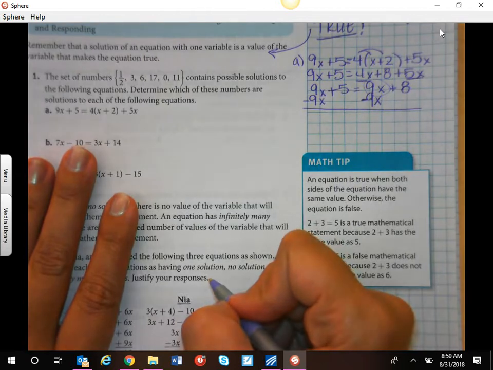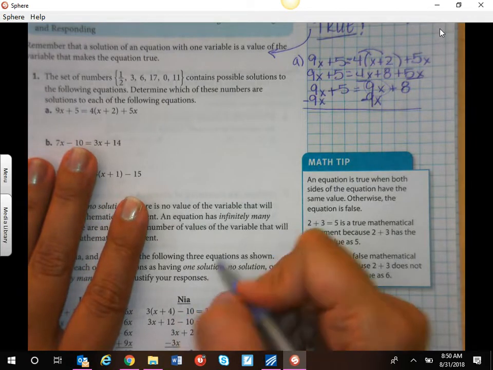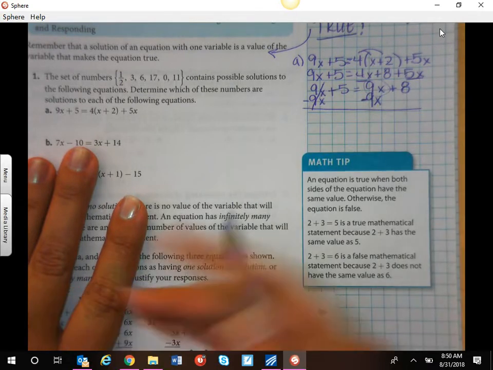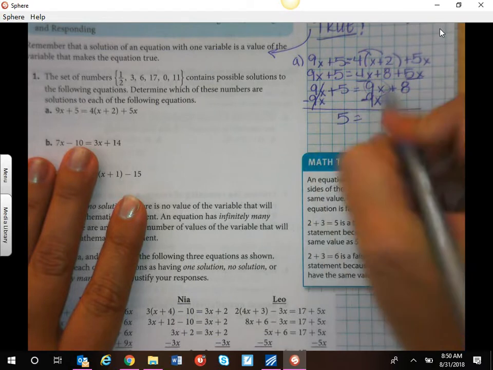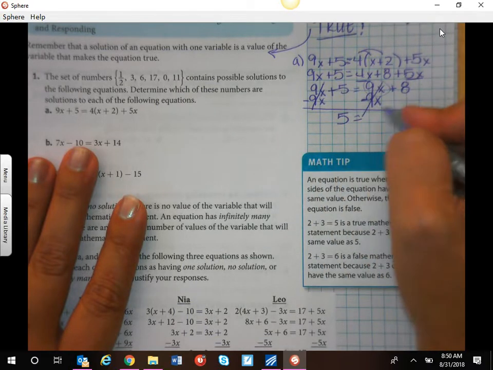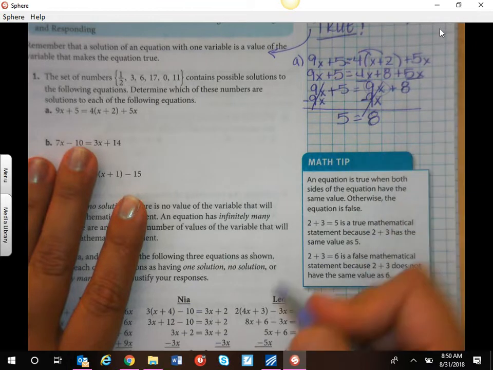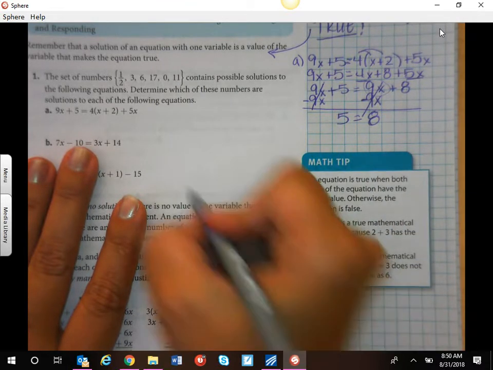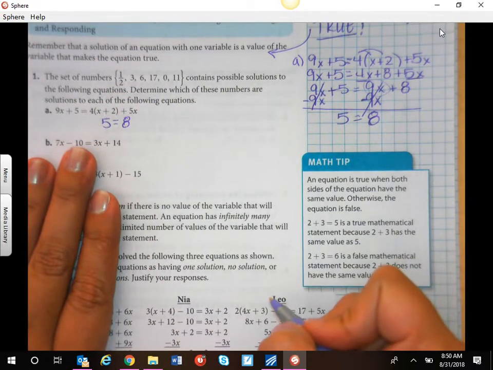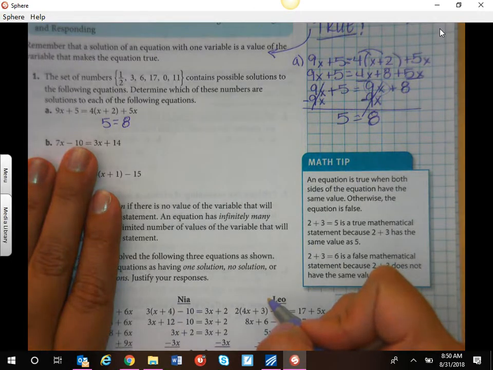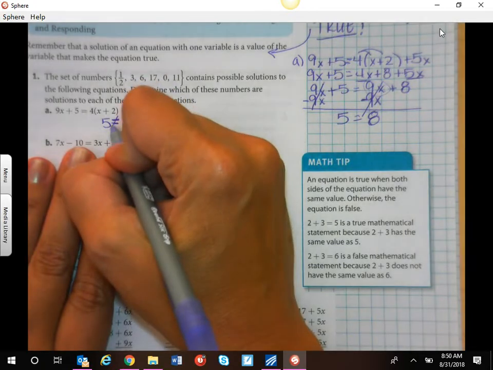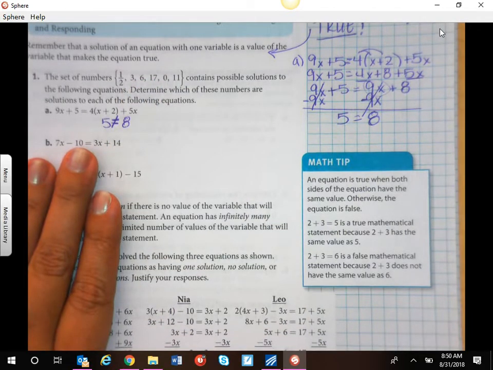Now, here's where it gets a little bit different. 9x minus 9x, that's 0x, it goes away. So I have 5 equals, and I have 9x minus 9x, well, that's 0 also, so I'm left with 8. So I end up with 5 equals 8. Well, 5 never equals 8. They're two completely different values. So I'm going to show that these are not equal by putting a line through my equal sign. This is a not equal symbol.